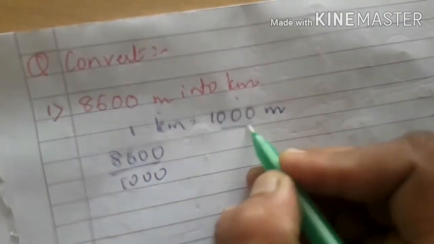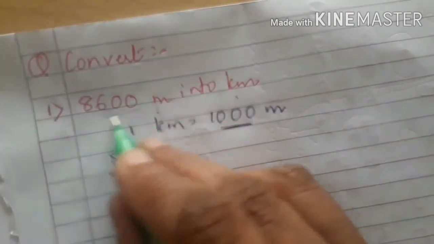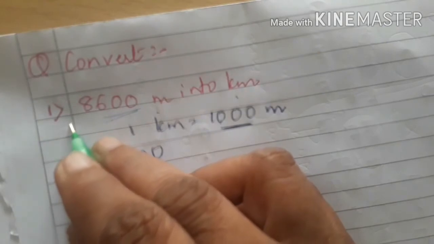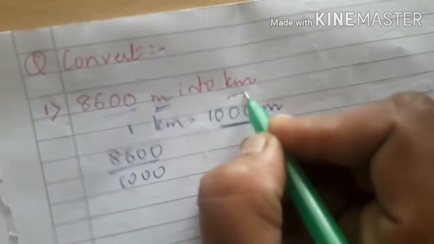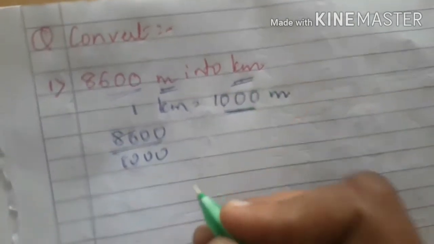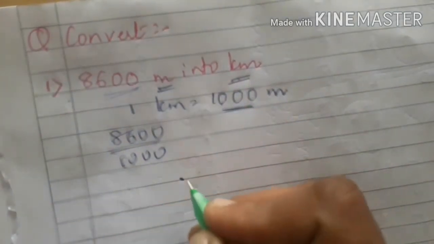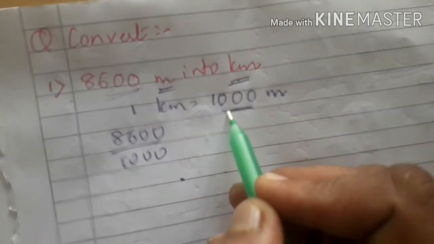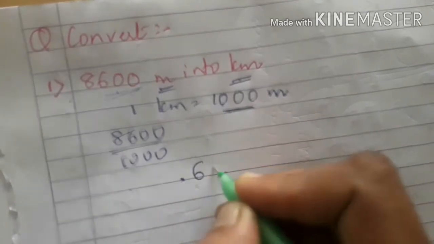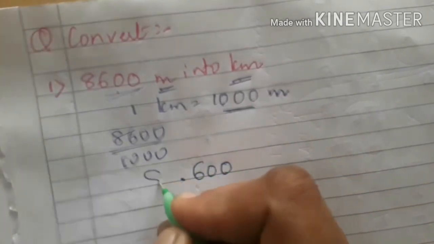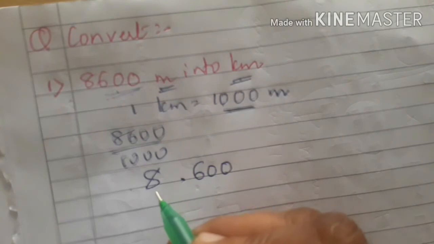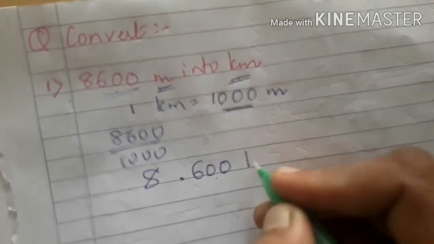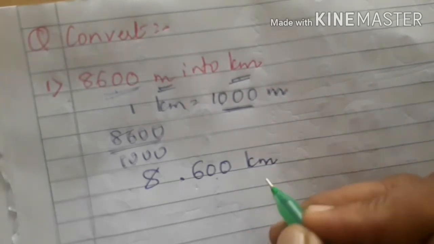In 1000 3 zeros are there, so last 3 digits will be for meters, and before that whatever is given stands for kilometer. Out of these two units, before decimal point bigger unit and after decimal point smaller unit, and 3 zeros are there, so last 3 digits for meters, that is 600 meters, and this is 8 kilometers. Okay, so 8 kilometers and 600 meters, and here you have to write bigger unit, that is kilometer.